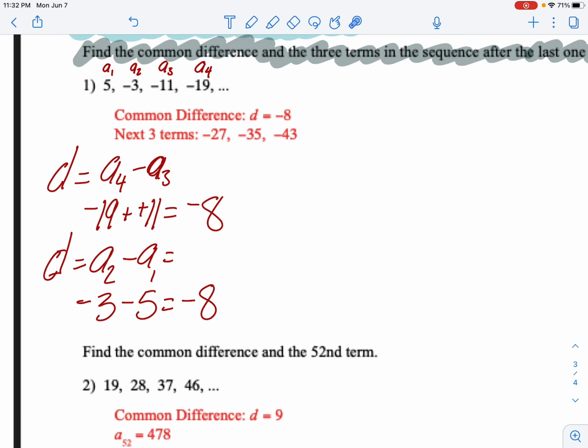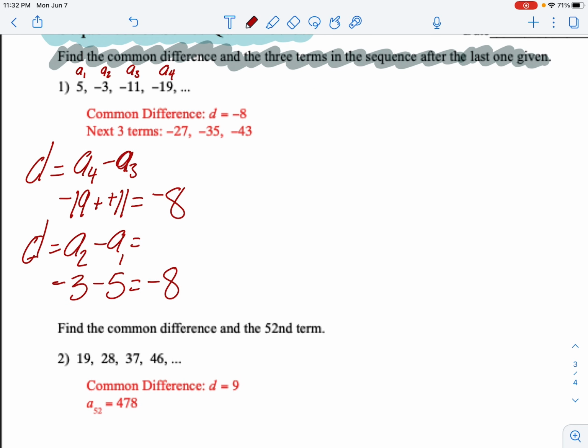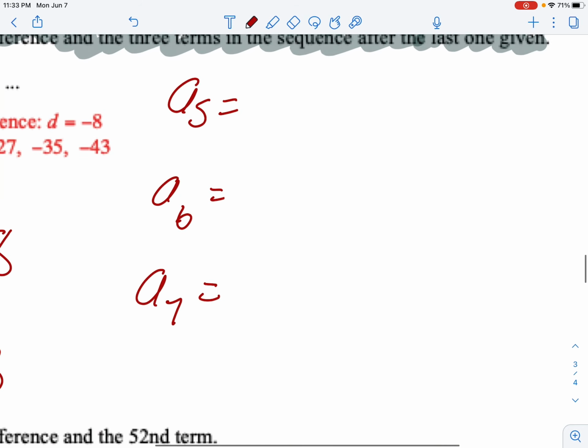So we're going to find three more terms after this. That means we're going to find A5, A6, and A7. So we're going to find a fifth term, a sixth term, a seventh term. What we do is take the last term and add negative 8. So negative 19 minus 8, same signs, so I add 19 plus 8 is 27, and I keep the negative.